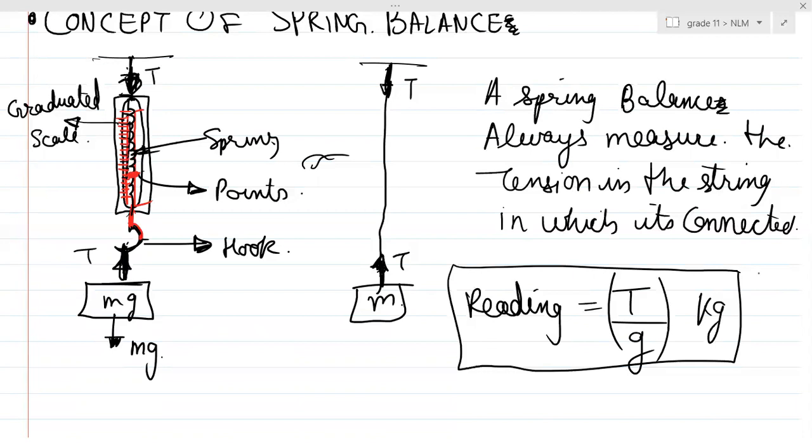I'll give you one question on the same concept. So in place of spring balance, if someone asks you what is the reading in the spring, it's just tension divided by g. If someone asks you what is the extension in the string, it's tension divided by k. So accordingly, problems can be solved.